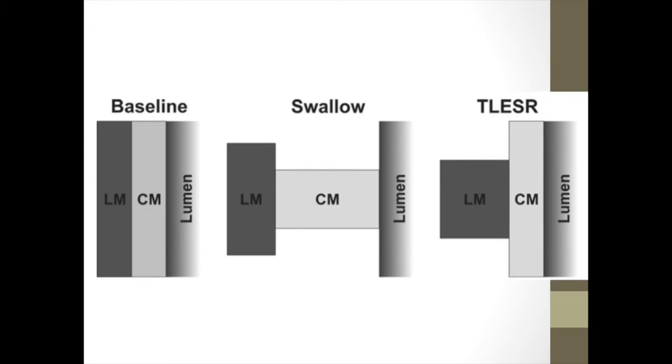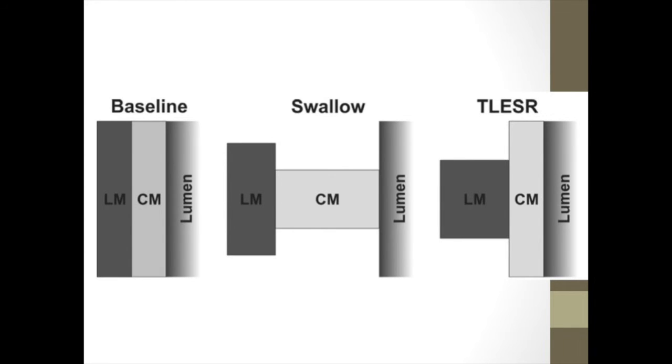However, the swallow panel, the peristalsis panel, in the middle shows that the LM is actually thinner and longer than the CM, and the CM is actually thicker and shorter in comparison to the LM. However, in comparison to the baseline, the LM and CM are both actually shorter and thicker in swallowing to varying degrees.